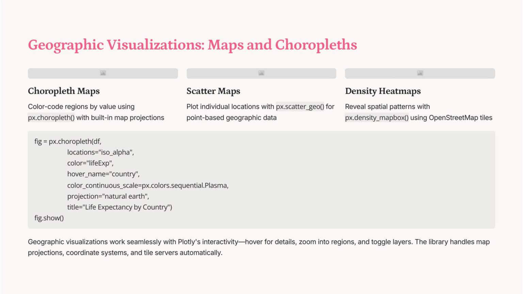Geographic visualizations in Plotly offer powerful insights. Use px.choropleth to color code regions by value, revealing patterns like life expectancy.